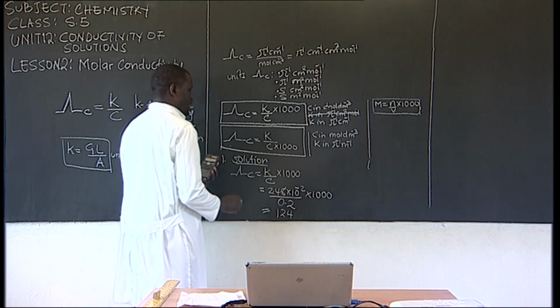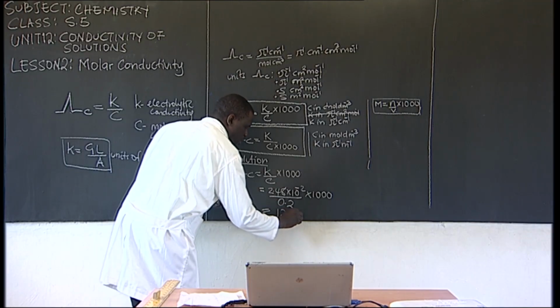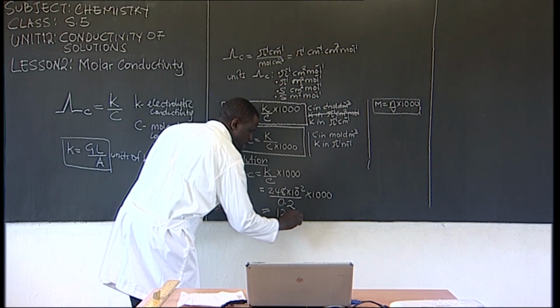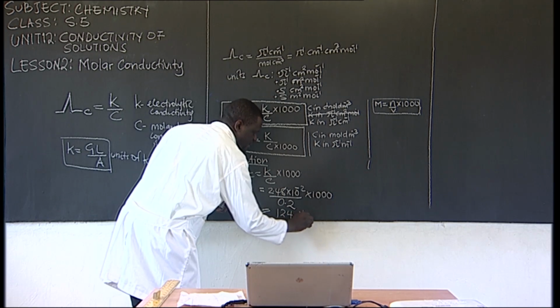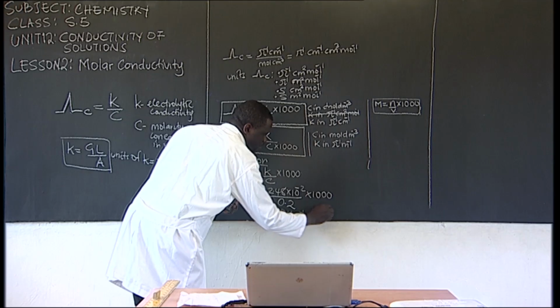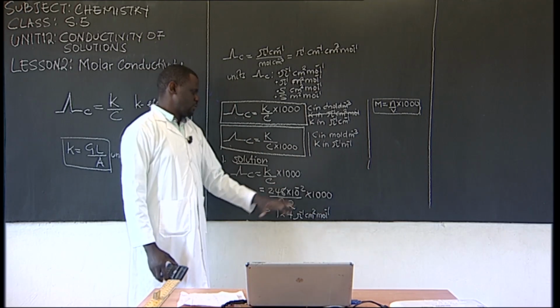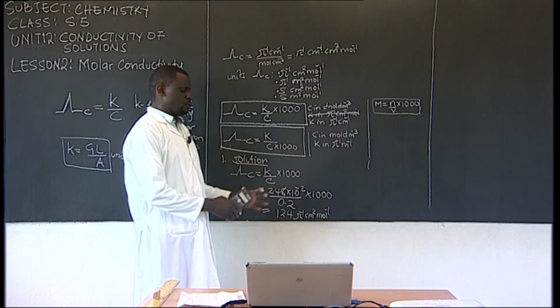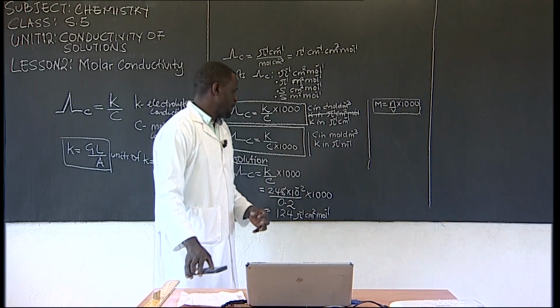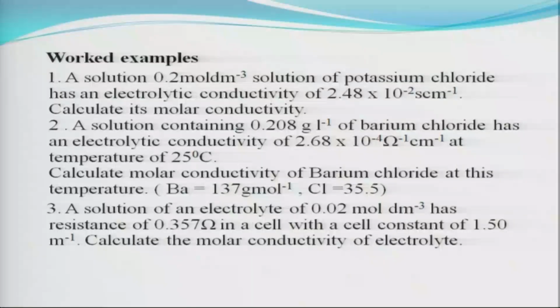Because our K is in per centimeter, the units will be per ohm centimeter squared per mole, according to our explanation here. Because you multiply by 1,000, we don't need to change the units. It always gives you the units automatically. So let's quickly look at number 2.